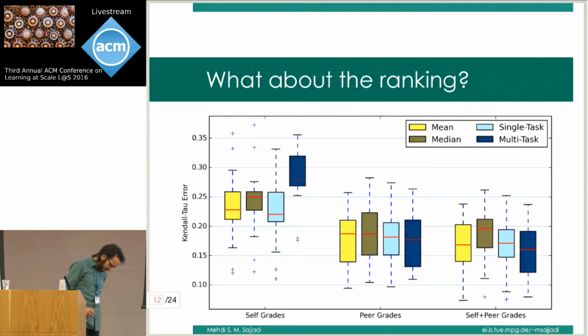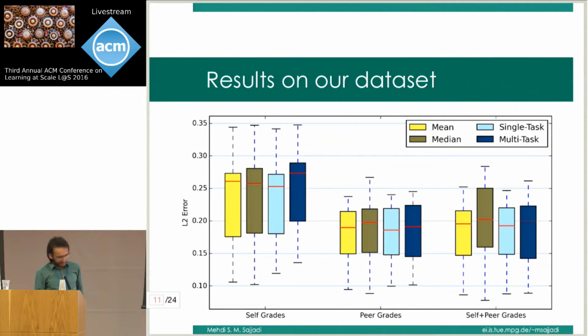Maybe what I forgot to mention is that we took the L2 error, so it's the squared error. The next point is that we don't really care about the actual grades. We care more about getting the order right. For example, if one submission is better than the next one, maybe that's more important than getting the actual grades right. So we look at that.